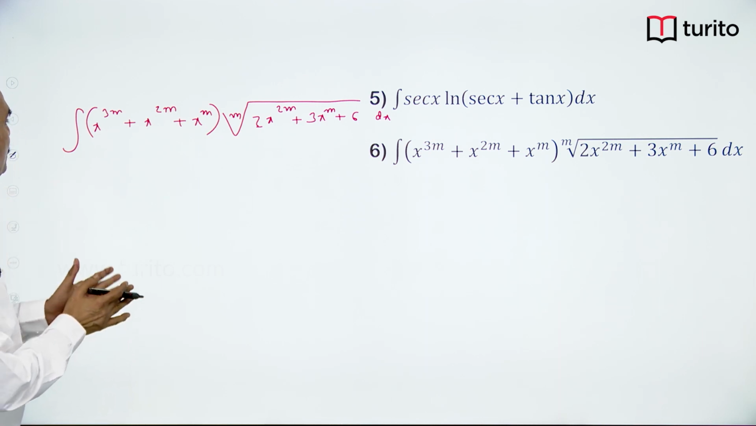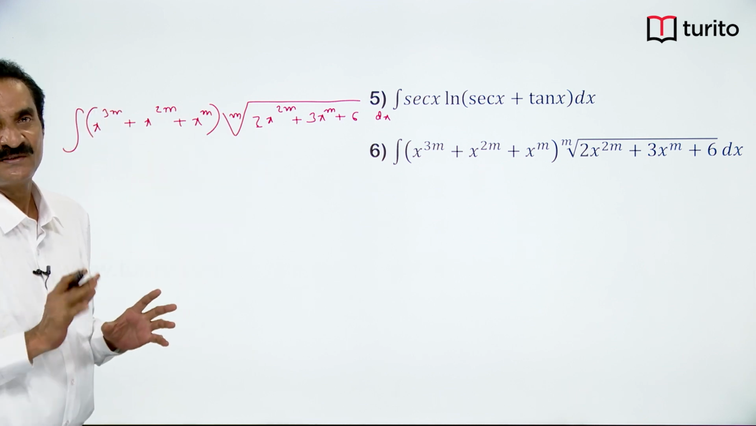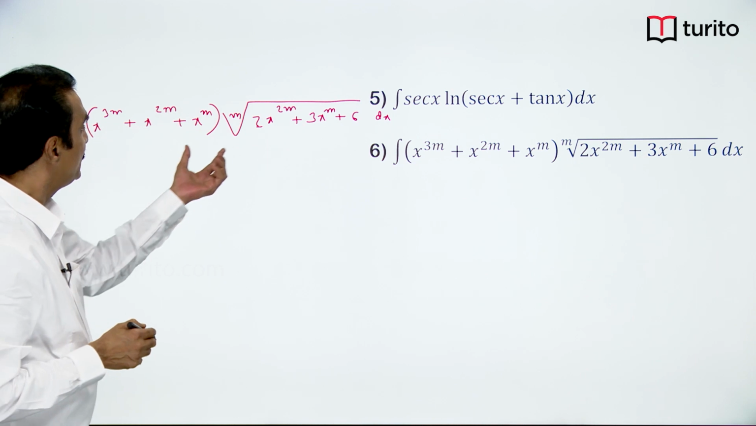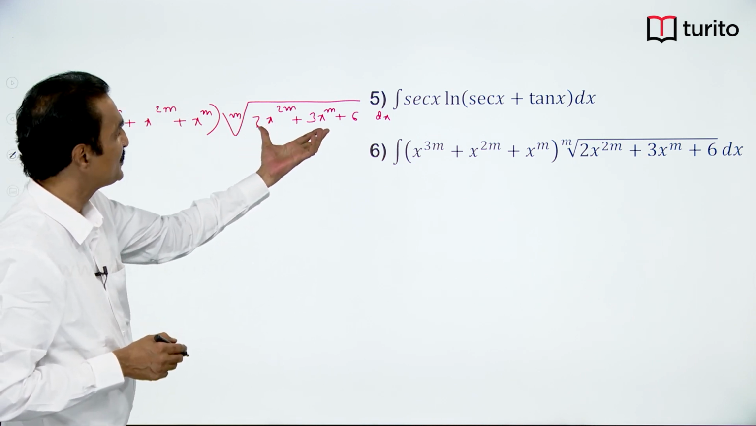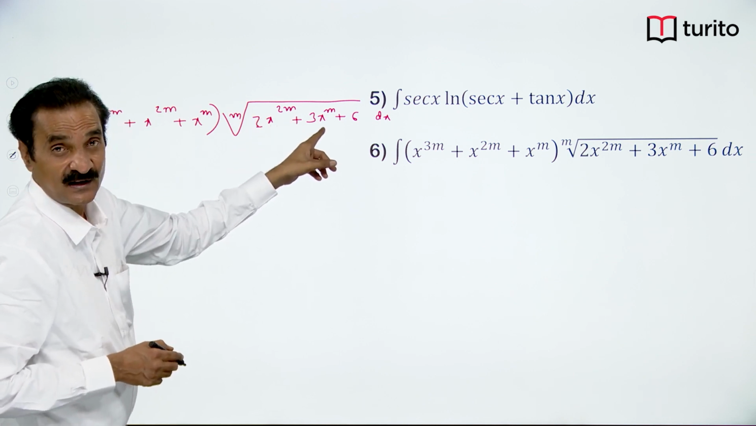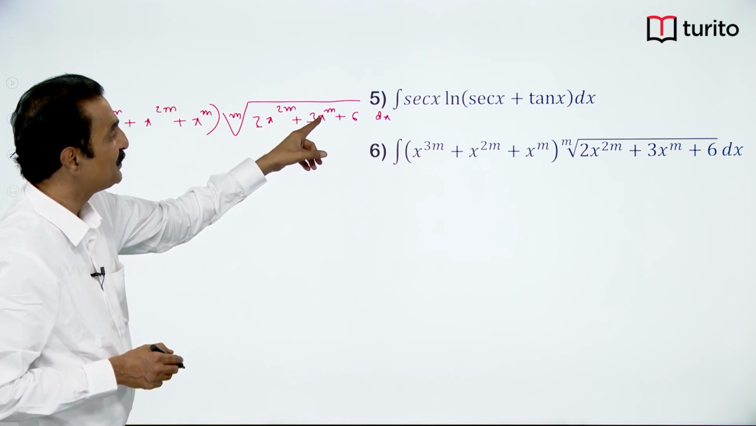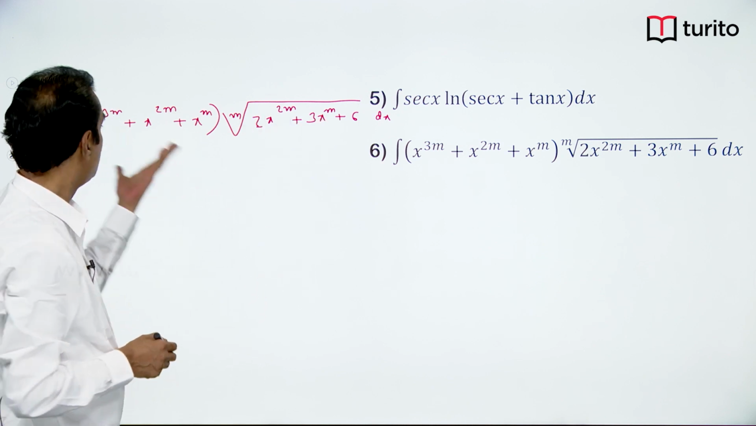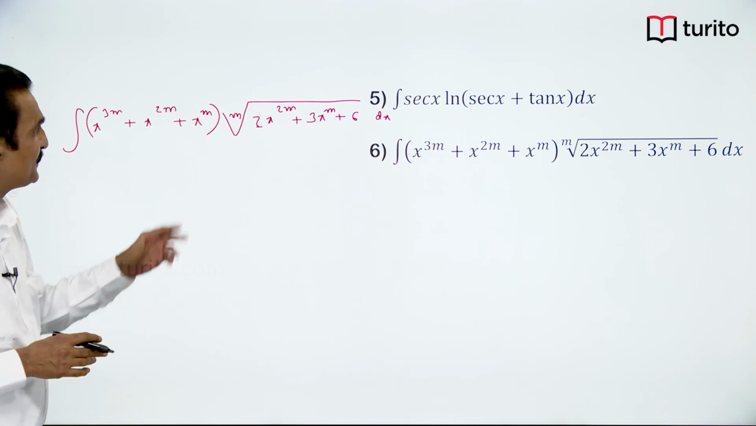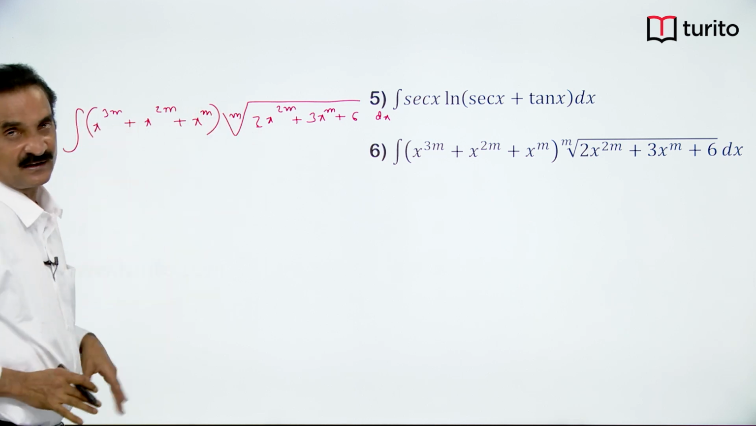So, directly looking at this and this, if you try to put sum of one of them as t, the other should be the derivative of the substitution. Usually, because it is under mth root, we try to substitute this as t. But what is its derivative? Derivative of the term under the mth root is 4m x power 2m minus 1 plus 3m x power m minus 1 plus 0. But its derivative is not there. So, it is of no use substituting this as t.